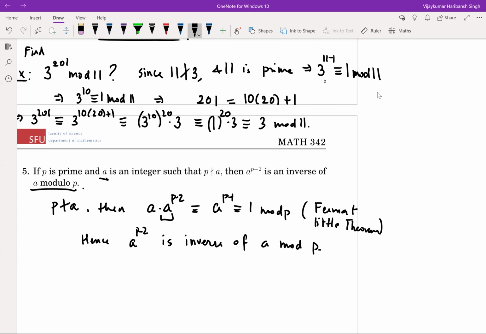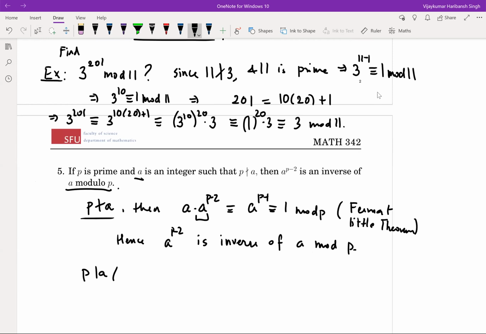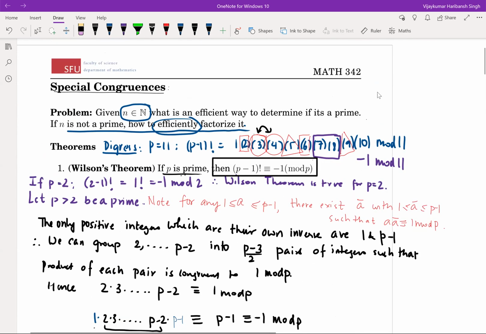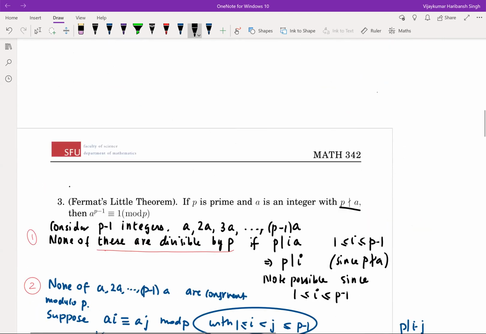Of course, that is the case if p does not divide a. If p divides a, there is no inverse. We already know that, so there's no point thinking about that at all. All right, so what would be the example? Go back here again. We found out 2 and 6 were inverses of each other modulo 11, because 2 times 6 is 12, and 12 is congruent to 1 mod 11. So let's see how Fermat's theorem helps us out.